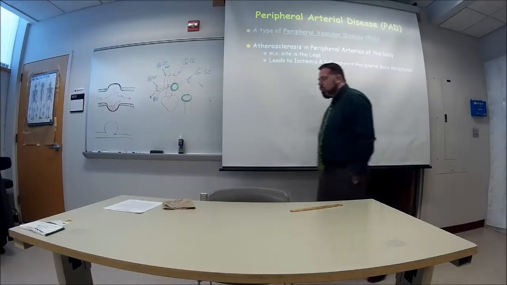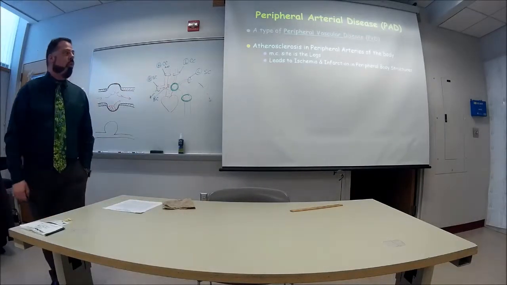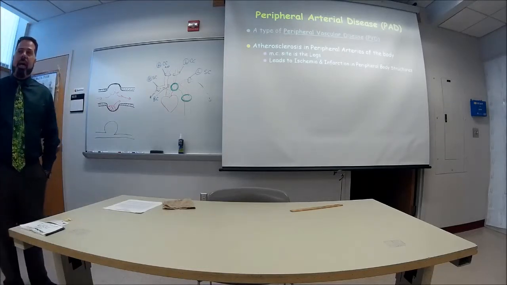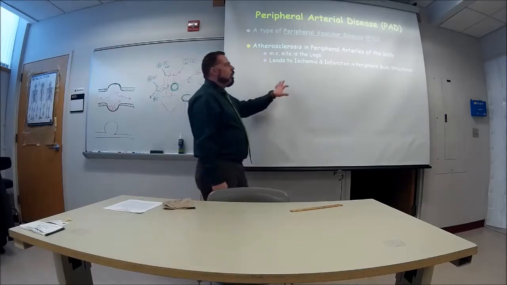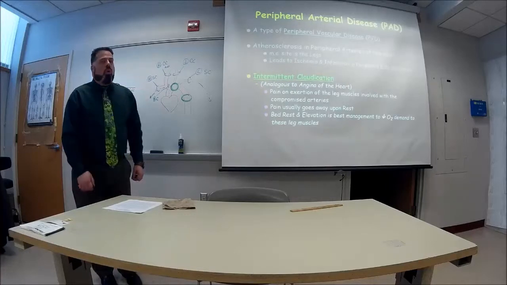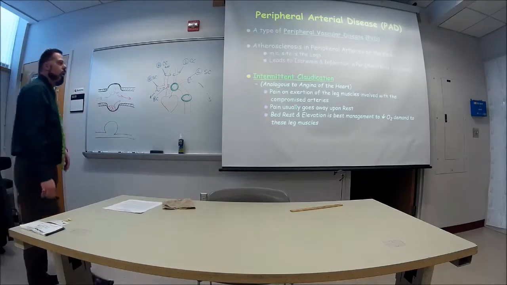Anyway, peripheral arterial disease is atherosclerosis in the peripheral arteries of the body. Most common sites are going to be in the legs. This leads to ischemia and infarction in the peripheral body structures. How the person is going to present is what we call intermittent claudication.